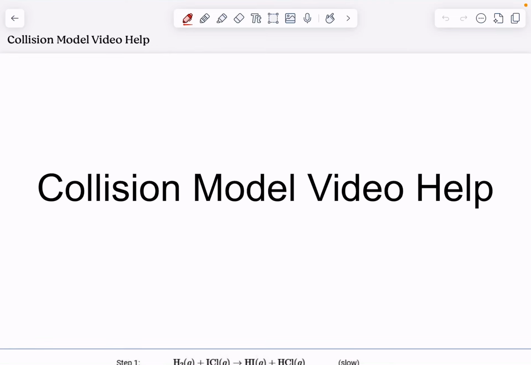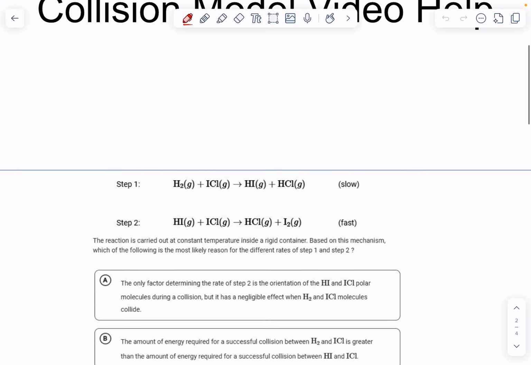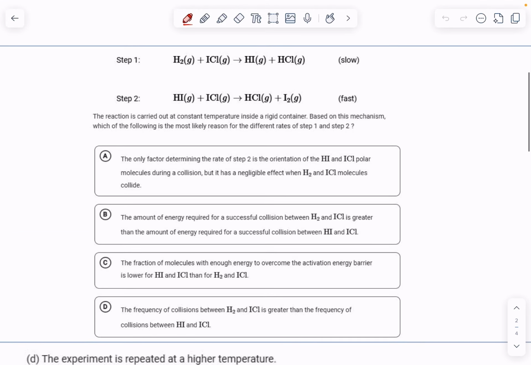All right, guys, in this video, we're going to be looking at a multiple choice and free response question over the collision model. In this first one, this multiple choice question, we're given two steps. One is slow, one is fast. The reaction is carried out at constant temperature inside a rigid container. Based on this mechanism, which of the following is the most likely reason for different rates of step 1 and step 2? Okay, in step 1, it's a slow step, and step 2 is a fast step.